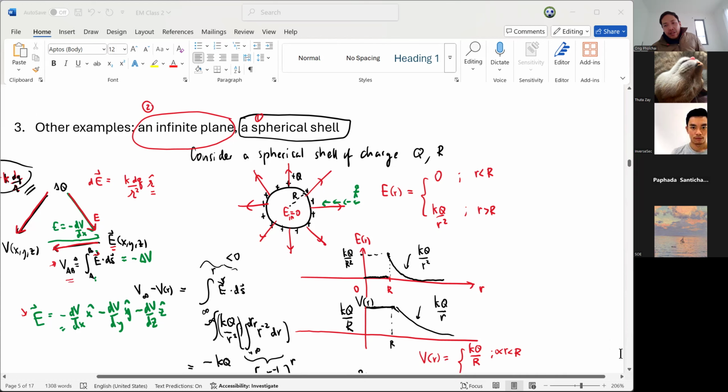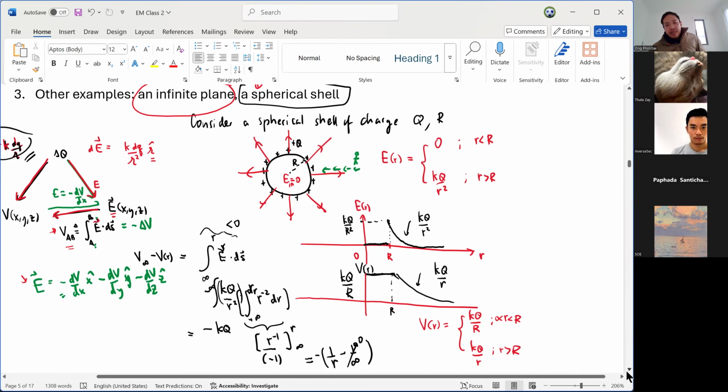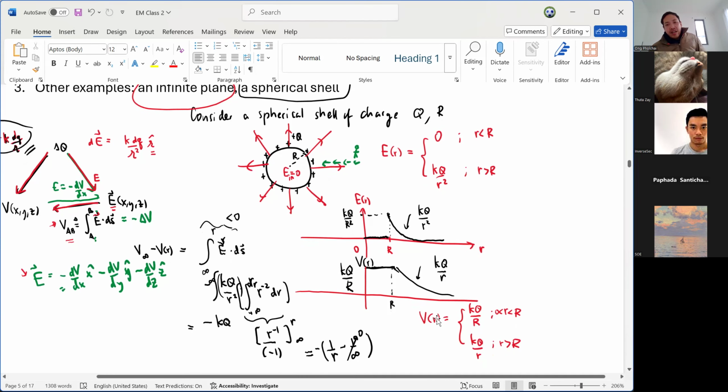And then you would have, in effect, this potential function as KQ over R, where R is the distance from the center, for the region outside. And for inside the shell, you get a constant KQ over big R. Okay, does it make sense?